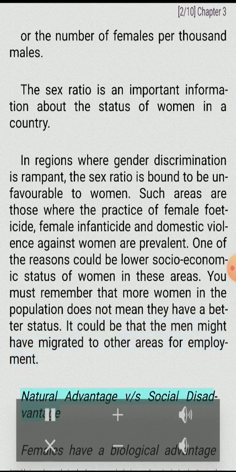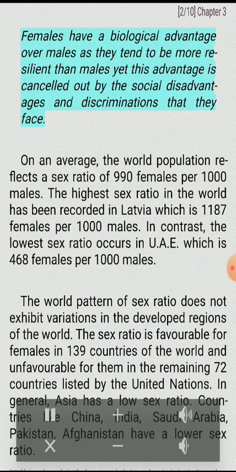Natural advantage versus social disadvantage. Females have a biological advantage over males as they tend to be more resilient than males, yet this advantage is cancelled out by the social disadvantages and discriminations that they face. On average, the world population reflects a sex ratio of 990 females per 1,000 males. The highest sex ratio in the world has been recorded in Latvia, which is 1187 females per 1,000 males. In contrast, the lowest sex ratio occurs in the UAE, which is 468 females per 1,000 males.